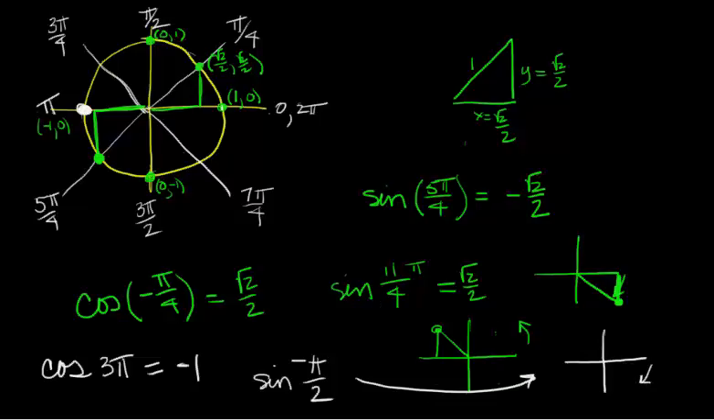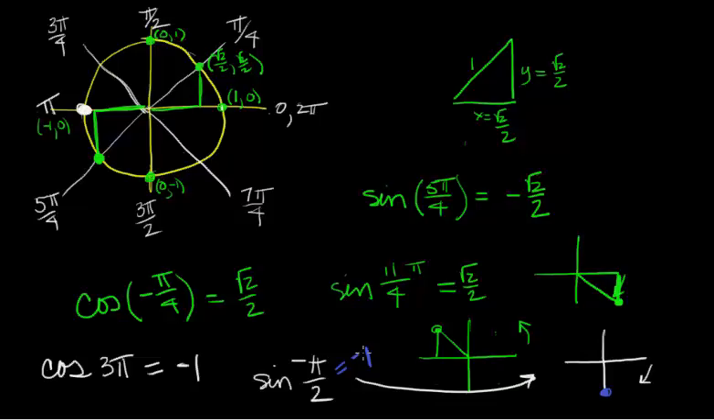So I land right here. And I'm looking for my y-coordinate. It is -1. So the sine of minus pi over 2 is -1. It's that easy.